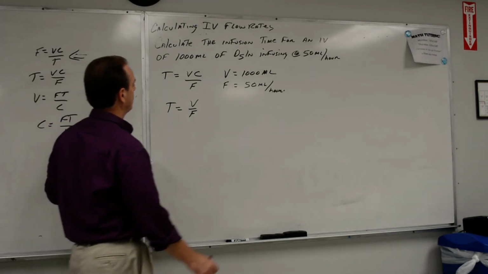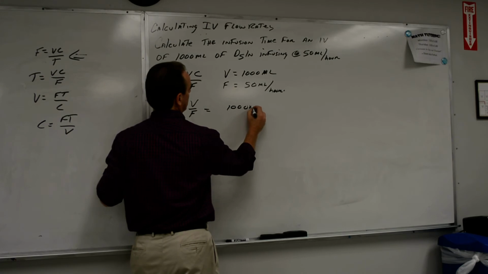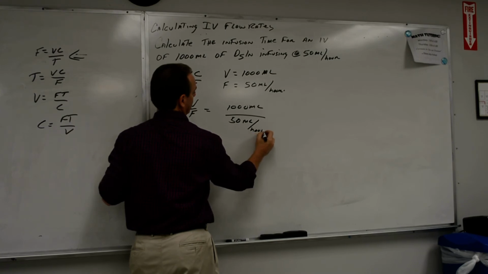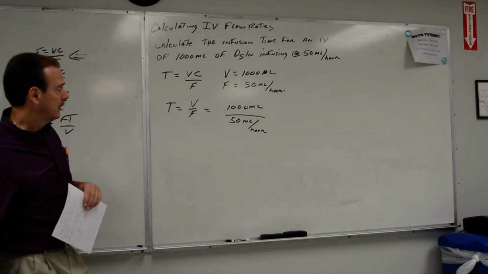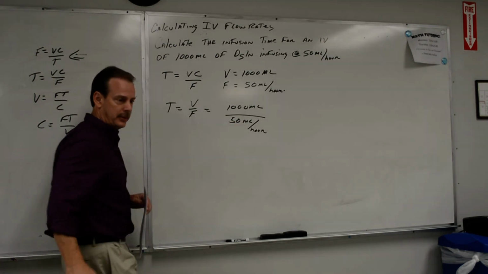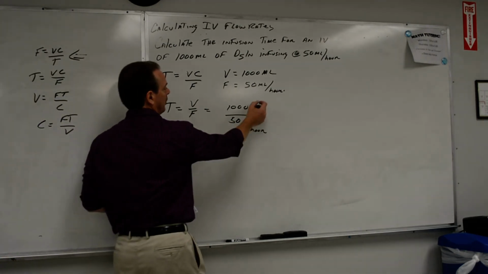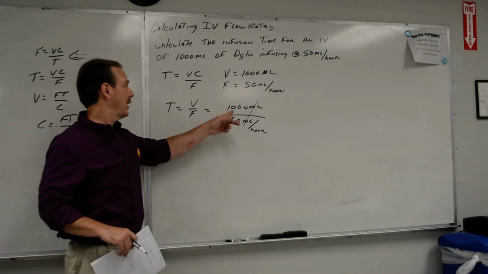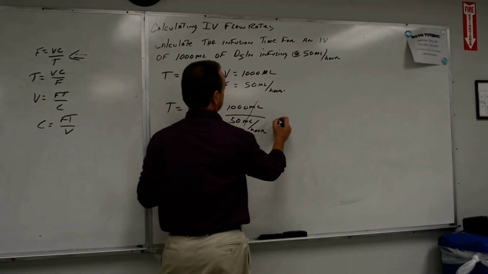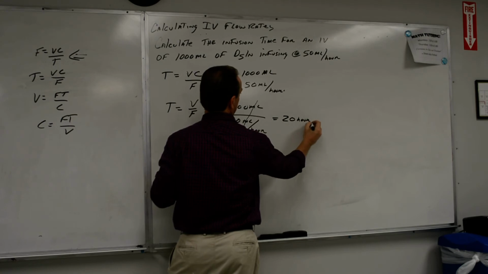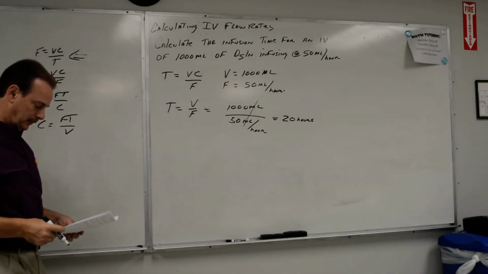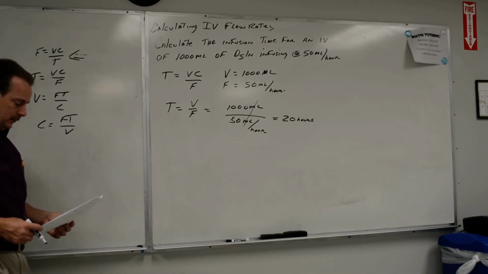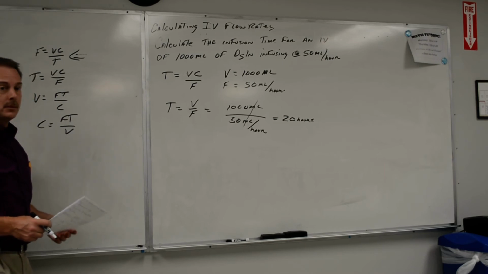Now, let's solve. This is going to equal 1,000 milliliters over 50 milliliters per hour. In this situation, we have milliliters in our numerator and milliliters in our denominator, so the milliliters cancel. We're going to be left with what? Hours, which is good because we're looking for time. So if we divide 1,000 by 50, what are we going to get? 20 hours. Does that make sense?